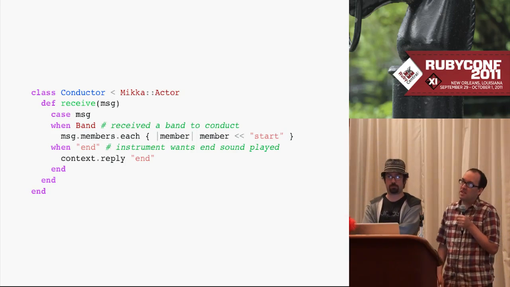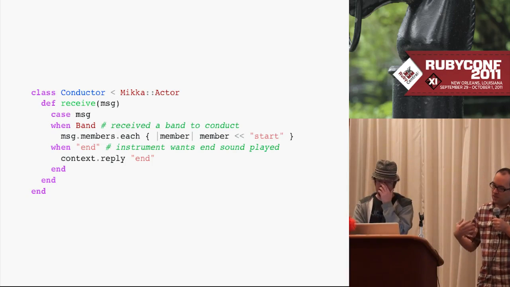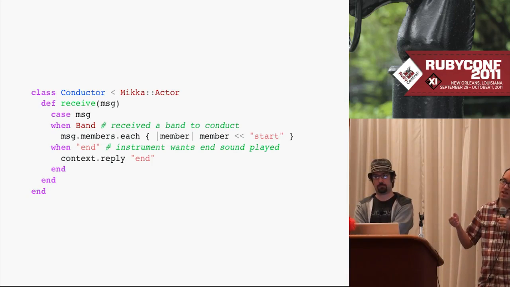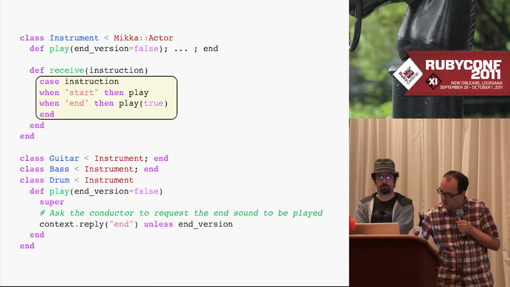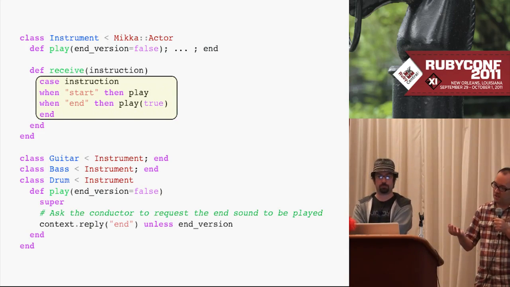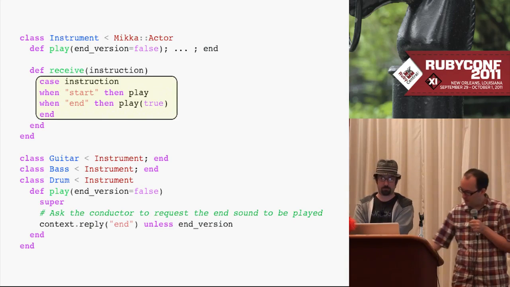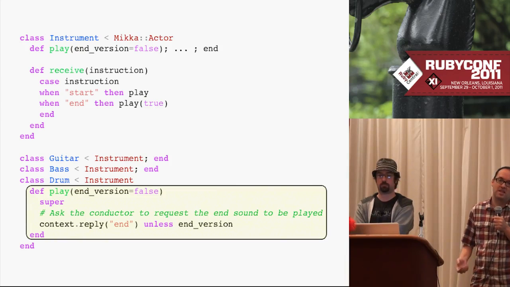In the conductor, it receives two messages. You can see that it extends Mika actor, which is actually an Akka actor, if I'm pronouncing Akka right. But the first one is the roster, in which case we do another send one way to each of the instruments. And then it also receives an end and then goes, oh, okay, yeah, you can play the end, and then replies back with end. The instruments, if they receive a start, they play an MP3 based on their name, guitar.mp3. If it receives an end, then it's guitar end.mp3. And in fact, drum actually overrides this play method to send the end request.